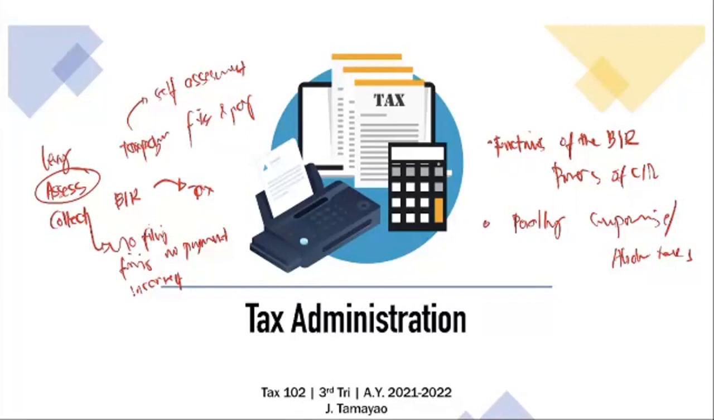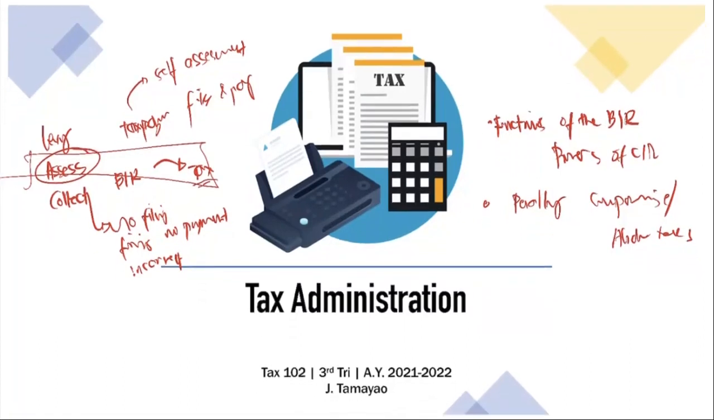So later we will discuss how this assessment works by the BIR, wherein it is not the taxpayer who will self-assess, but it is now the BIR who will assess the taxpayer. And what is the effect if in case the BIR will assess that particular taxpayer? So for today, our session will revolve around these topics: the functions of the BIR, the powers of the CIR, and lastly, your penalties or your compromise and your abatement of taxes.